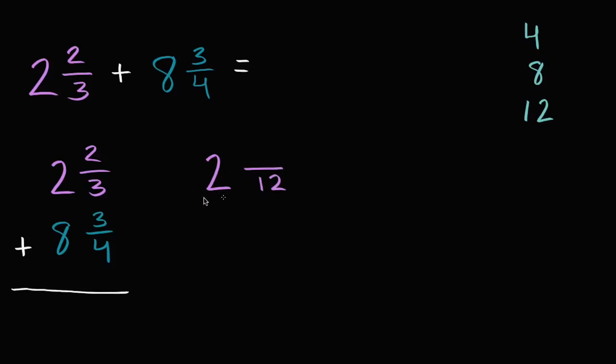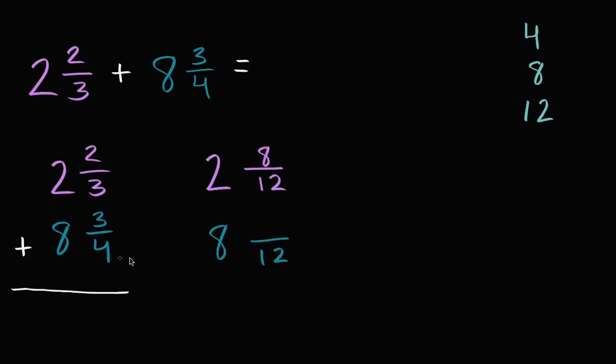Now what would be that something over 12? To go from 3 to 12 in the denominator, we multiply by 4. So we have to multiply the numerator by 4 as well. 2 times 4 is 8. 2/3 is the same thing as 8/12. So 2 2/3 is the same thing as 2 and 8/12. And then we can do the same thing down here. 8 3/4 is going to be the same thing as 8 and something over 12.